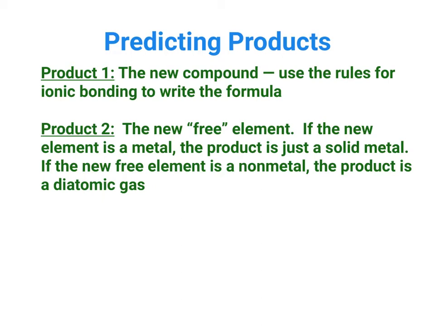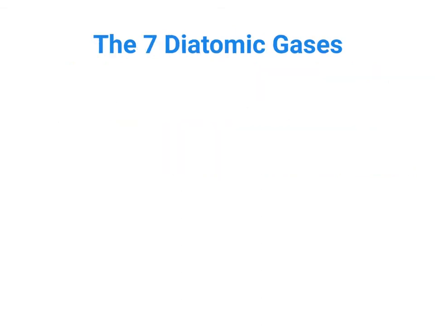The second product is a new free element. The basic rule of thumb here is if the new free element is a metal, it's just going to be the metal in its solid version, so there are no subscripts or anything you have to write. If the new free element is a diatomic gas or a nonmetal, so it's one of those diatomics or hydrogen, you're going to have to make sure it's a diatomic, in which case it has a 2 as a subscript on the element. I want to put a side note in for the 7 diatomic gases.